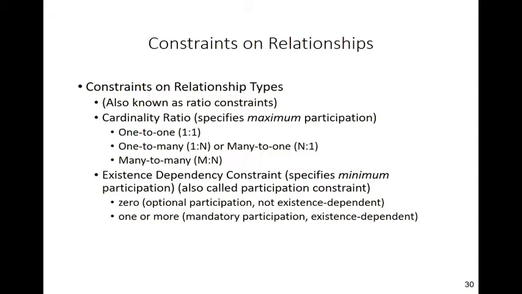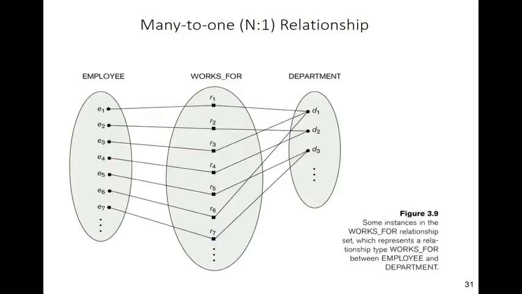Okay, we have the existence dependency constraint, so it's minimum participation, right? So sometimes it's, do I have to have 1? Can I have a minimum of 2? Can I have a minimum of 5? We can have different ranges that you want. So we have different types of participation that we can lay out.